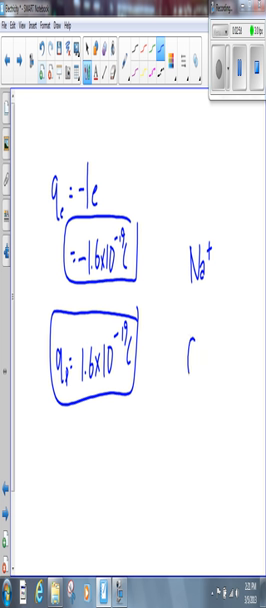If we have chlorine, then regardless of how many protons we have, we know we have how many electrons? 1 more. 1 more electron than we have protons. Good.